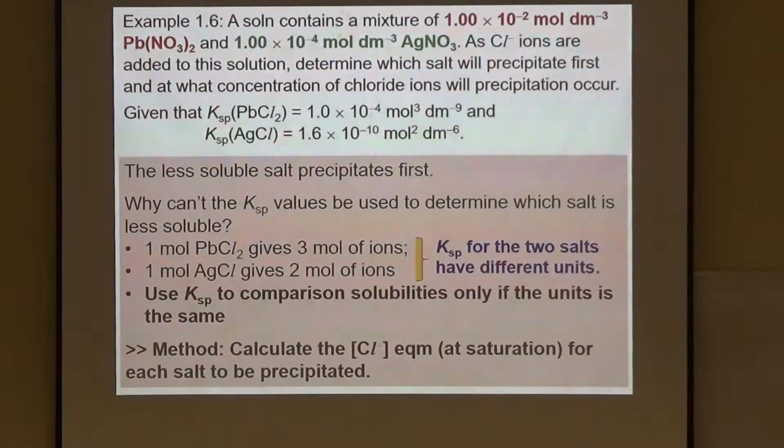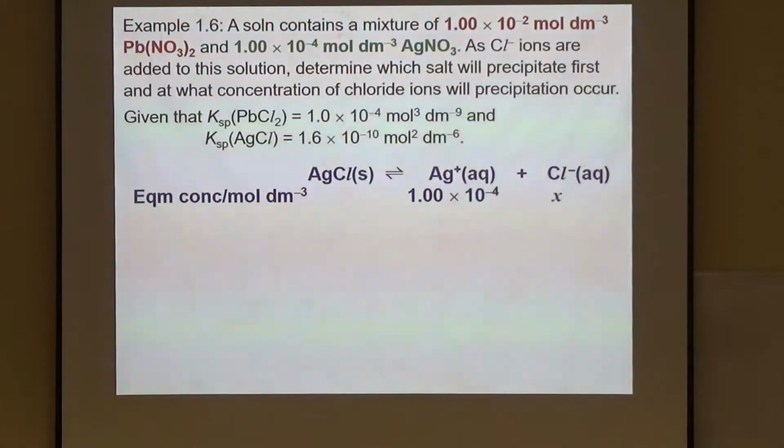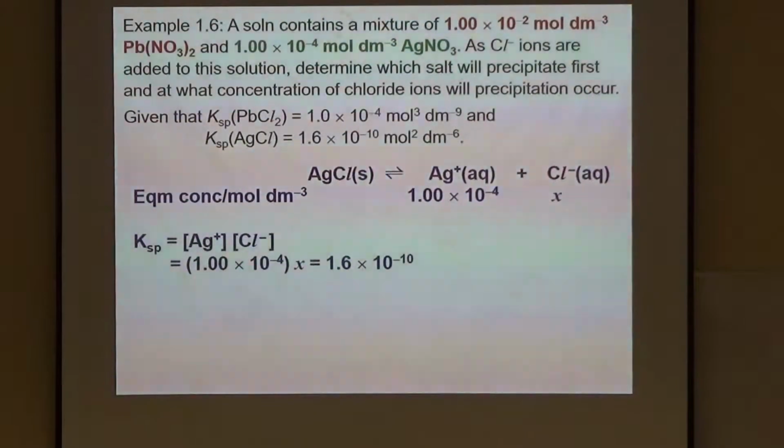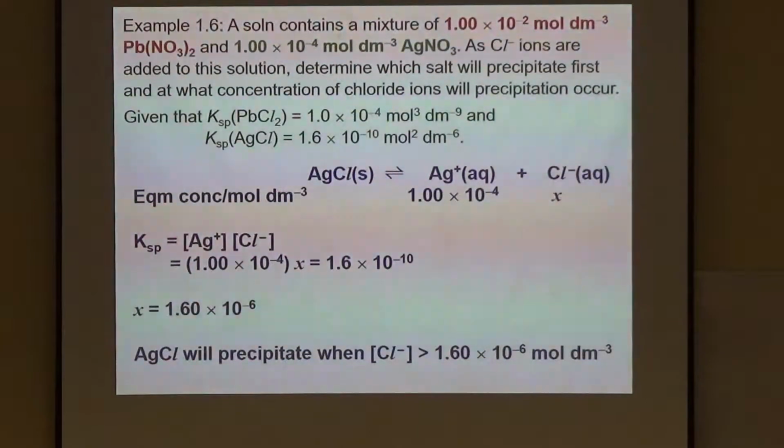So what you need to do is to calculate the chloride equilibrium for each to be precipitated out. So for silver, that is the equilibrium. Okay, that is the KSP. You should be able to solve for x, and AgCl will precipitate when the chloride concentration exceeds 1.6 × 10^-6 mol per dm³. Okay?